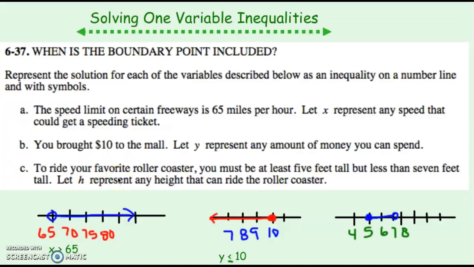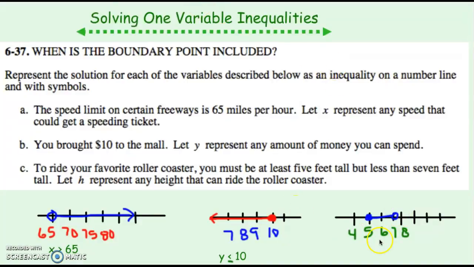It says to ride your favorite roller coaster, you must be at least 5 feet tall but less than 7 feet tall. Let H represent any height that can ride the roller coaster. So I need to be at least 5 feet tall, so it would be okay if I was 5 feet tall, which means that boundary point is included, so your circle would be shaded. But less than 7 feet, so I can't be 7 feet tall, so that boundary point would be open. And then it would be any amount in between.